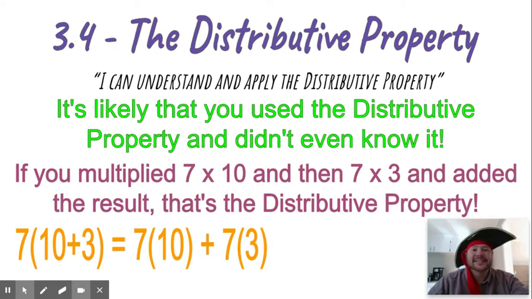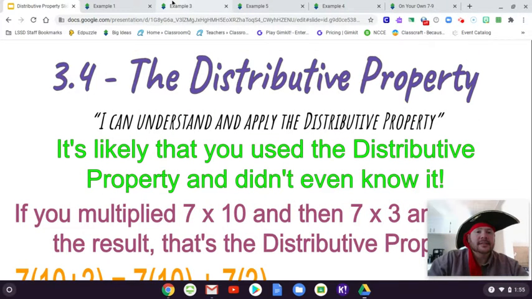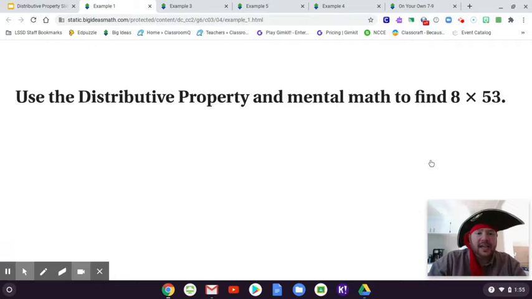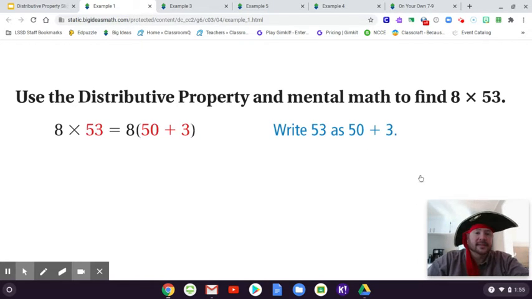All right. So let's go through some examples. Use the distributive property and mental math. Again, no calculators, no paper, no pencil, no writing with your finger in the air. So find 8 times 53 using only your brain. Good luck. Hopefully you did 8 times 50. Why is my clicky not working? There we go. So hopefully you broke up 53 into 50 and 3.